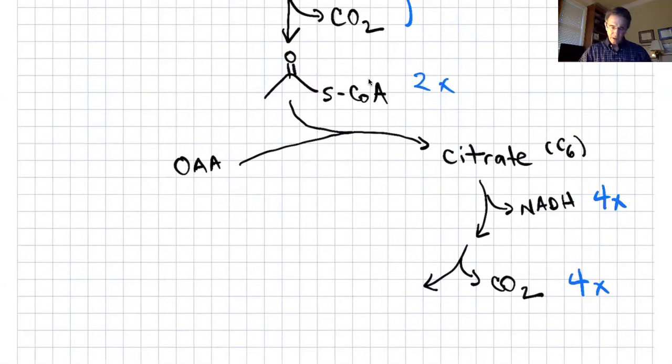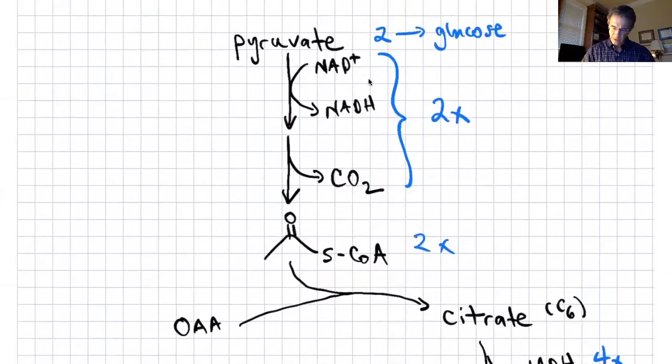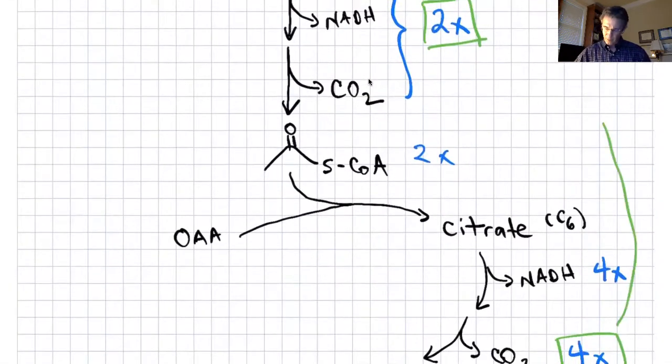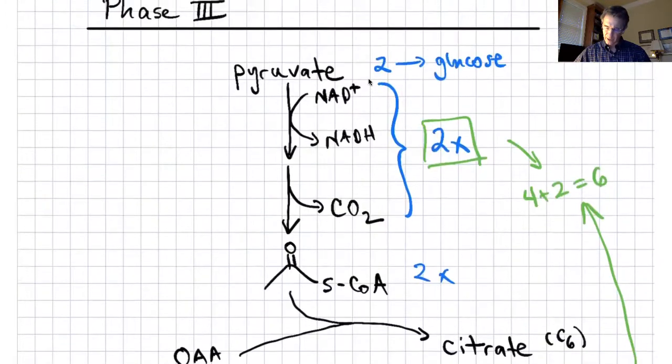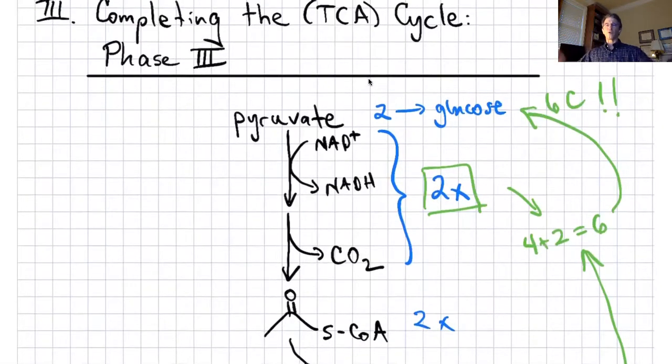Okay, you add that up and, oh, that's kind of cool, right? Because that's 4 carbons, and that's another 2 carbons. 4 plus 2 equals 6, and there are 6 carbons. That's a glucose, right? We've run a full glucose through the TCA cycle at this point, right?